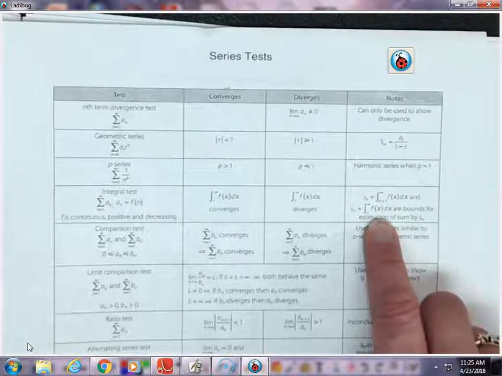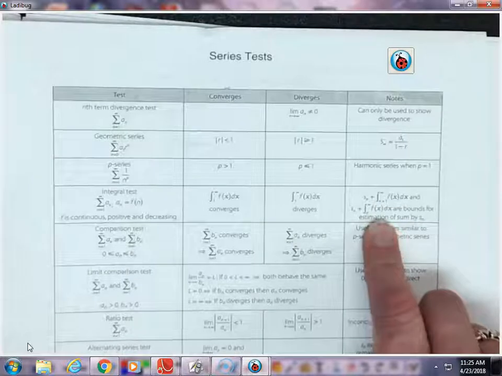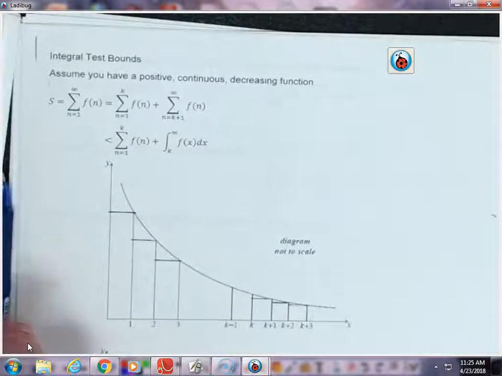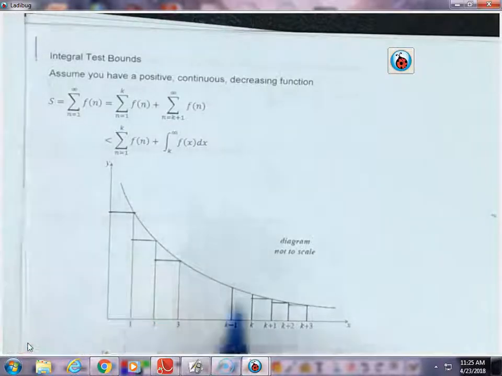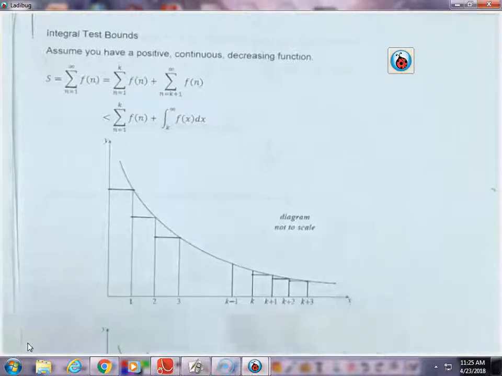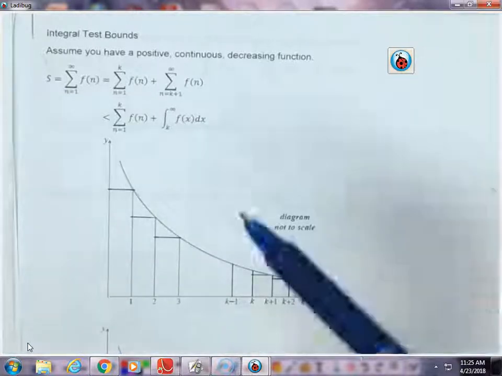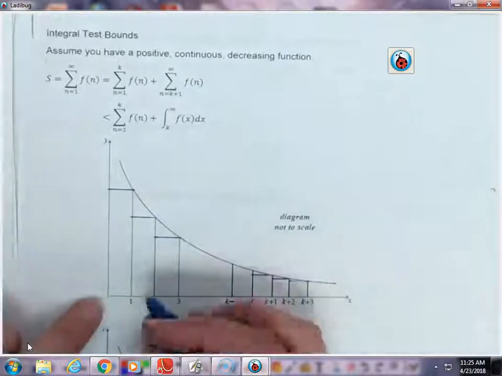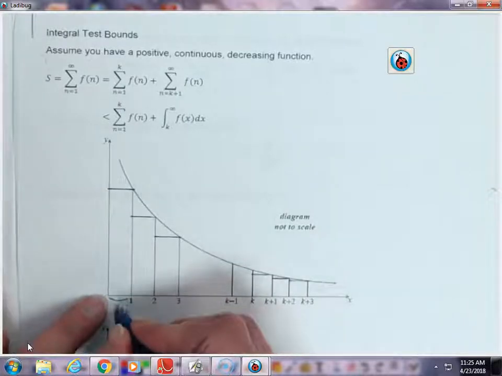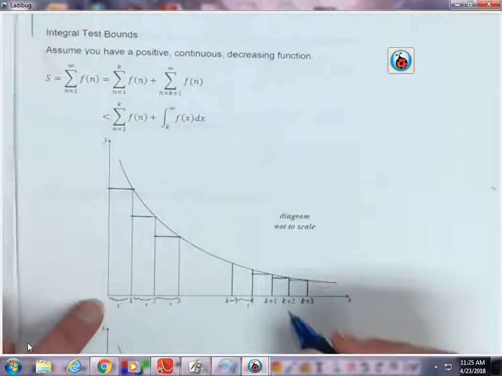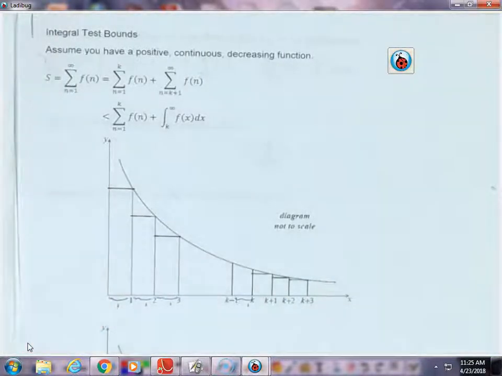This is something you need to remember from your formula sheet or understand. I'm going to do it exactly like we did in class, where these upper and lower bounds came from. For an integral test, we know we have a positive, continuous, decreasing function, so I've drawn this. Let me show you how these rectangles represent your infinite sum. Each of these rectangles has a width of 1, even from k minus 1 to k.